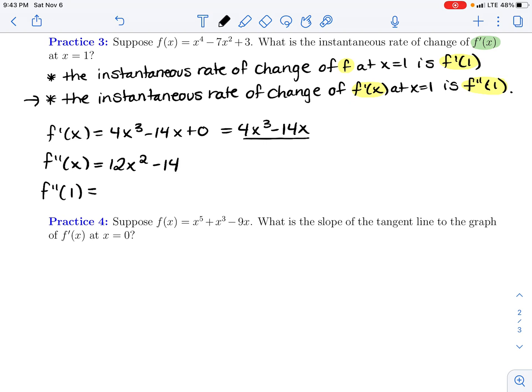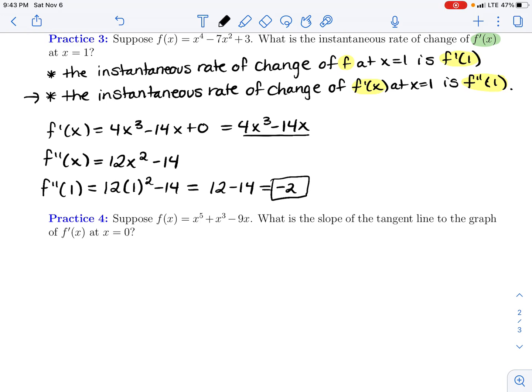But I'm not done yet. I need to now plug in 1 into the second derivative function. So this is going to be 12 times 1 squared minus 14, which is 12 minus 14, which is negative 2. Okay, so this is my instantaneous rate of change of f prime at x equals 1. It's negative 2.